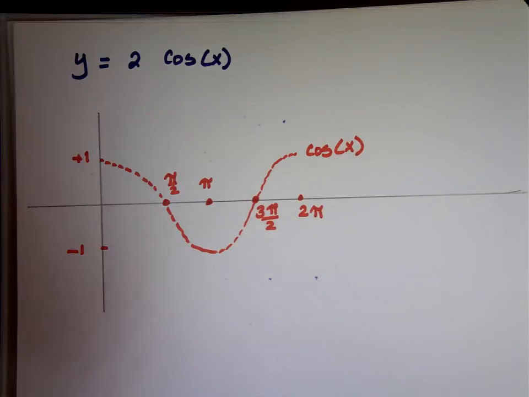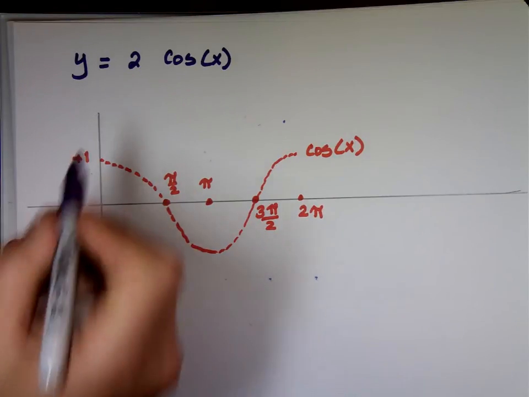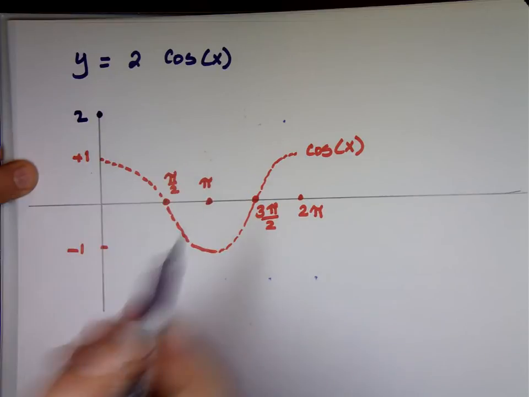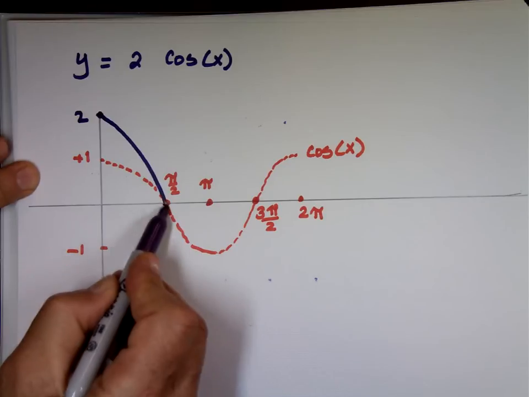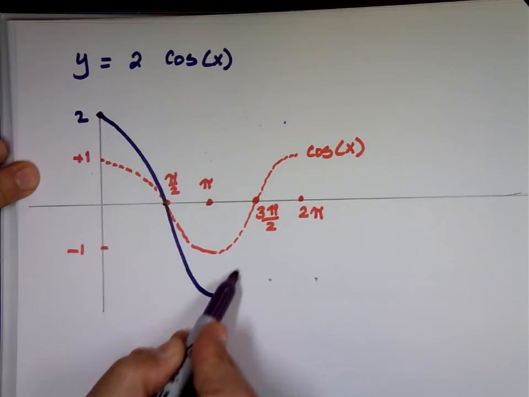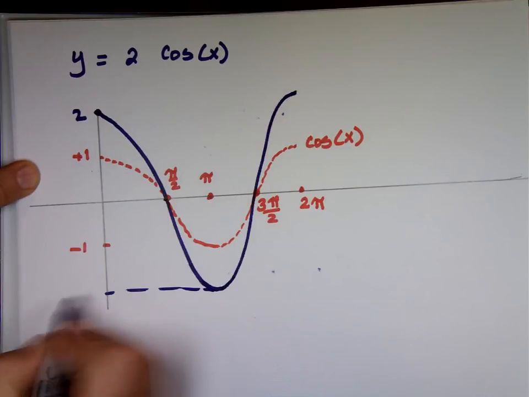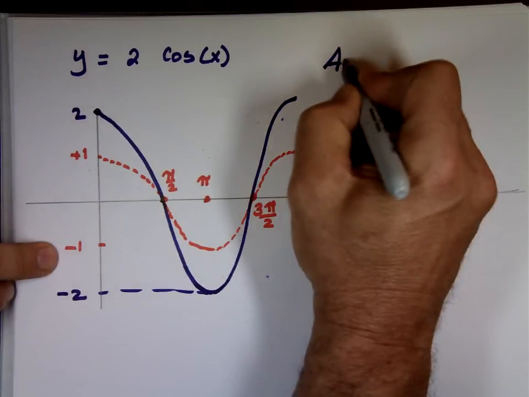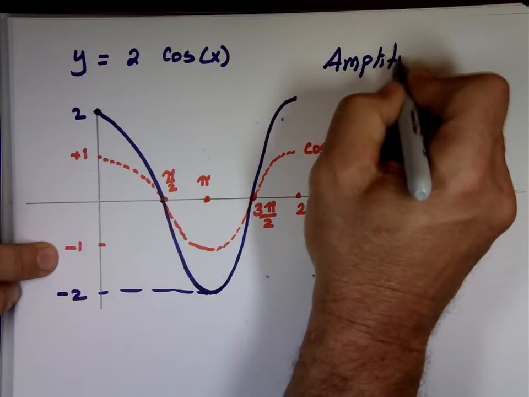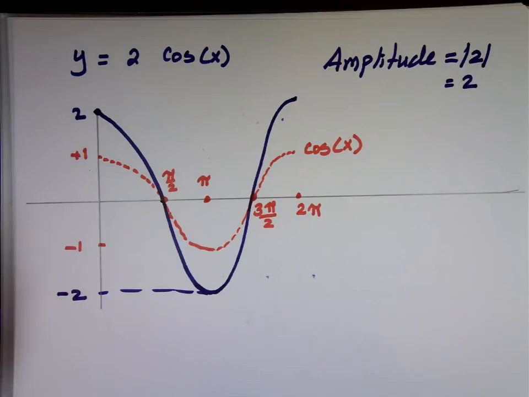What is the 2 going to do? Amplify that signal. So it's going to start high at 2 here. It's going to go down how low? Negative 2. Back to 0, back to 2. My amplitude here is what? 2. Yep. It's the absolute value of 2, which happens to be what? 2. How high does it go? 2.